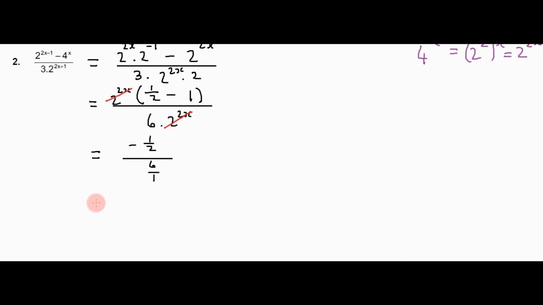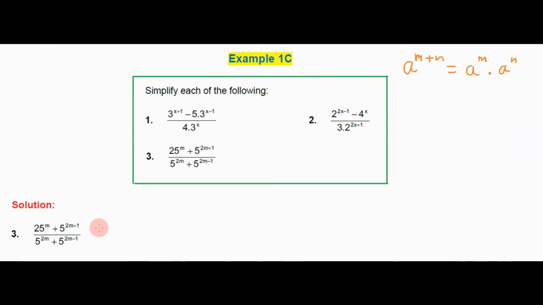Once again, we can multiply the numerator by the inverse of the denominator. So 1 times 1 is 1, and 2 times 6 is 12. So it's negative 1 over 12. Let's look at the last question here. We need to simplify this expression.